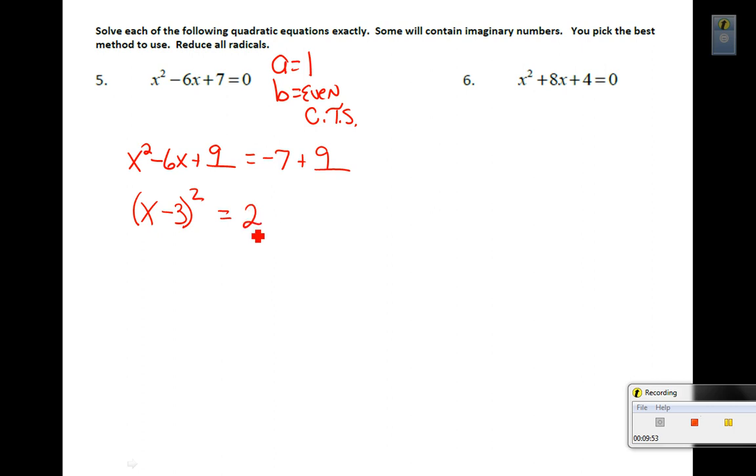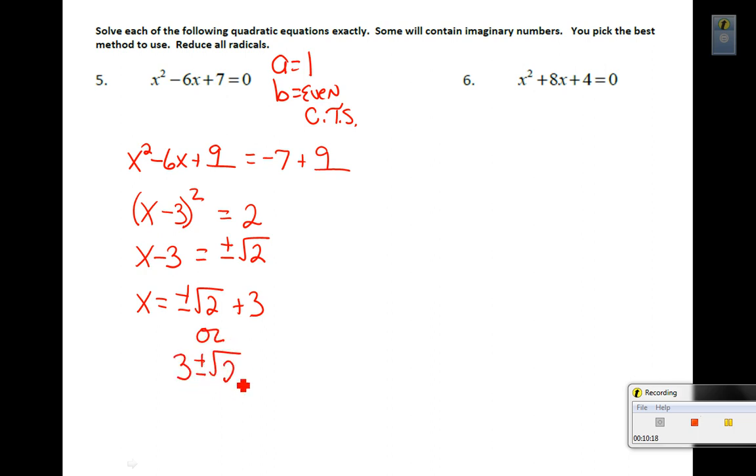To bring it home now, I'm going to square root both sides. So on the right-hand side, I have positive or negative square root of 2. To solve for x, it's going to be positive or negative square root of 2 plus 3. Or you could write it as 3 plus or minus the square root of 2.